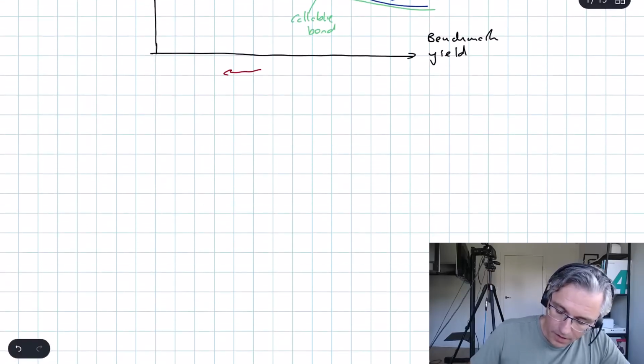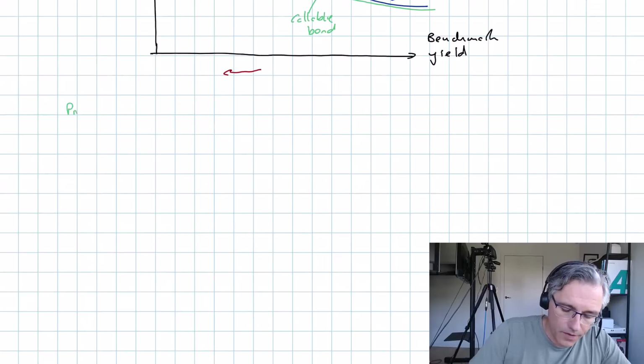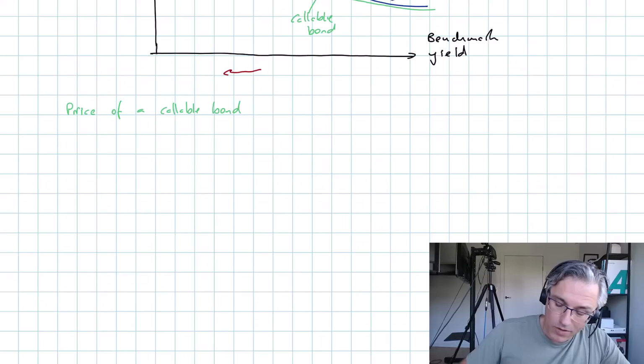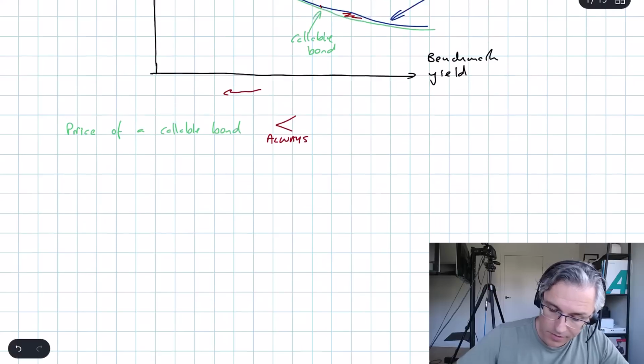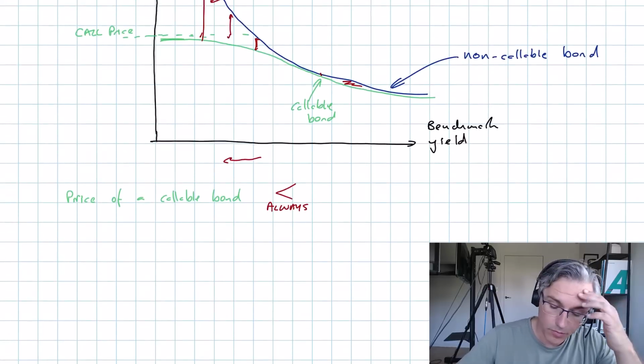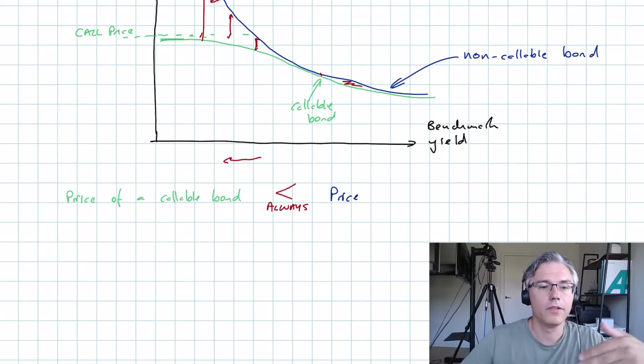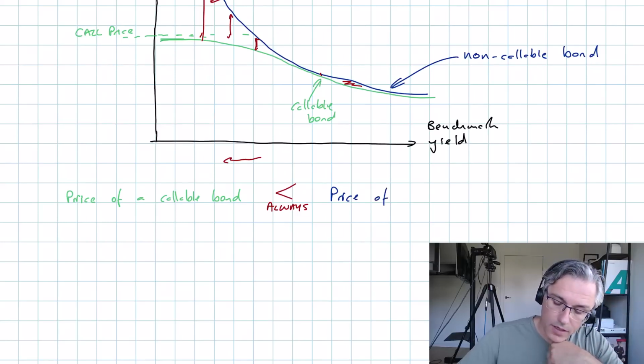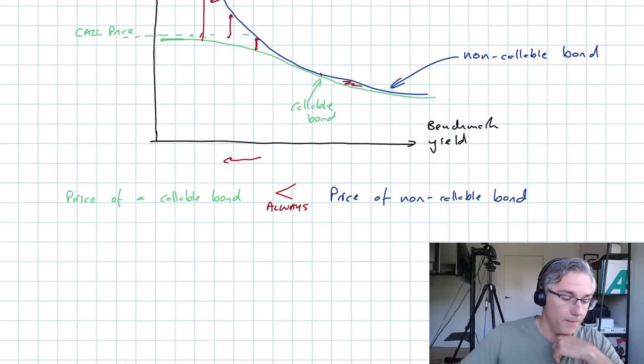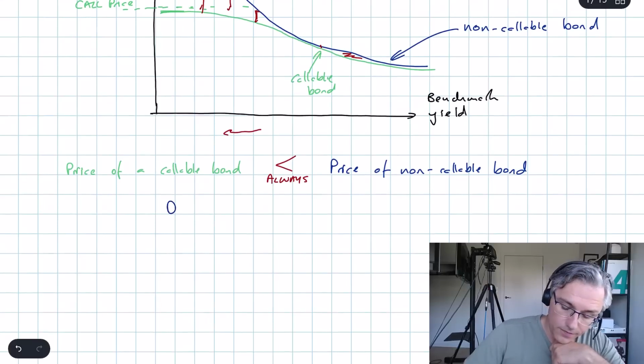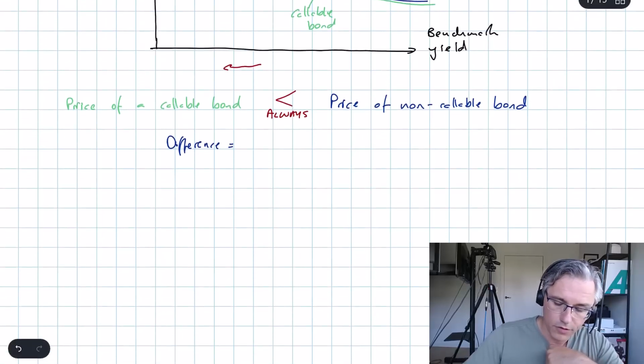Now, a few important points. The price of a callable bond will always be lower than the price of a similar non-callable bond. Similar in terms of its parameters like coupon, time to maturity, etc. And issuer risk. The difference between the two prices is basically the value of the call option.